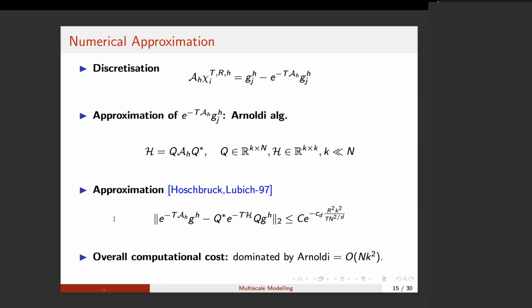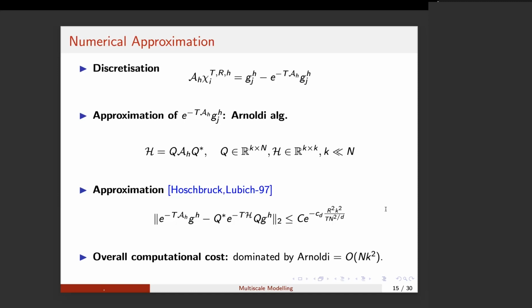And the overall computational cost of solving this problem is dominated by the Arnoldi algorithm. So solving this linear system is much cheaper than solving the corrector, the exponential power of the operator here. And the cost of solving this for a problem size of n by n is n times k squared. Okay. So if k is small, and in my numerical simulations, typically I only use 15 to 20.